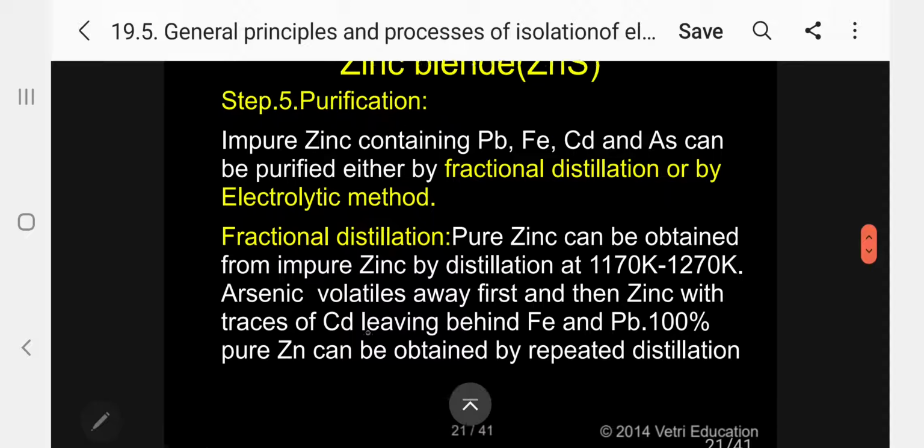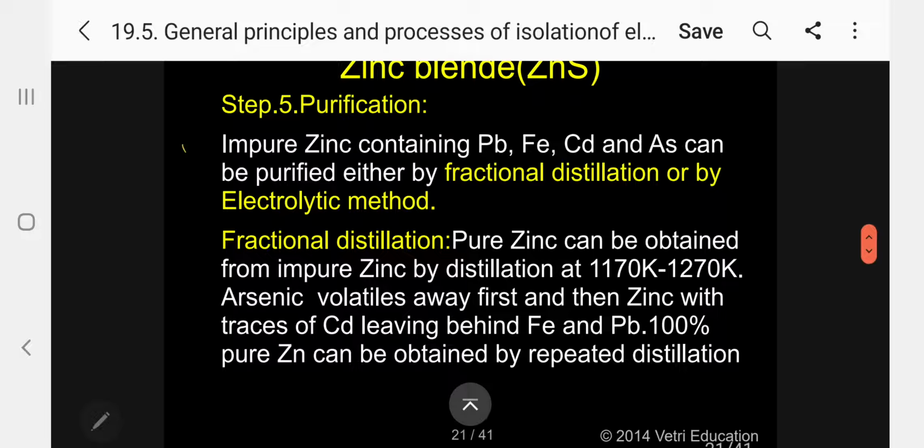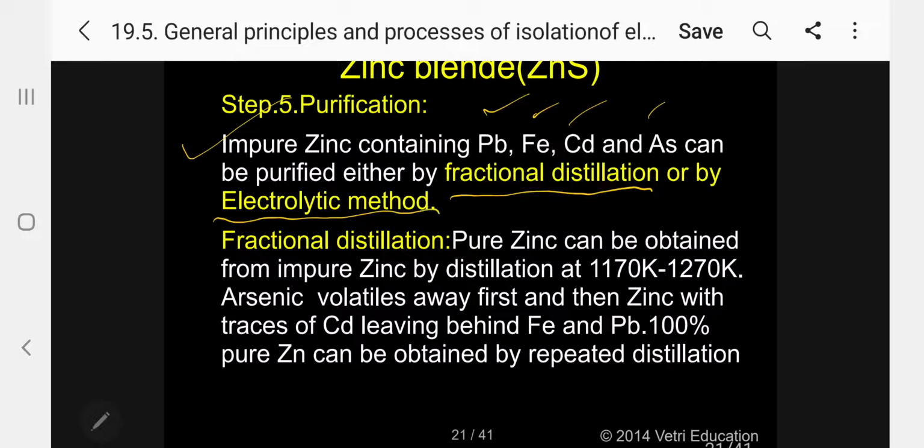Then step 5, purification. Impure zinc, kindly follow, containing lead, iron, cadmium and arsenic, can be purified either by fractional distillation or by the electrolytic method. What is fractional distillation? Pure zinc can be obtained from impure zinc by distillation at 1170 Kelvin to 1270 Kelvin.